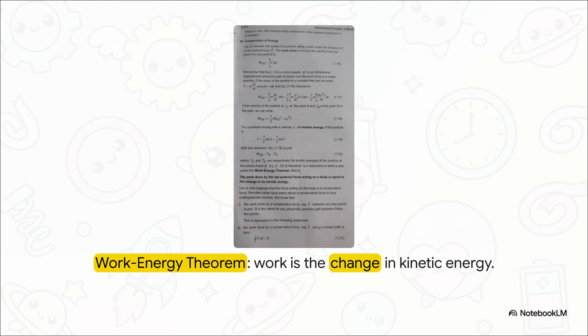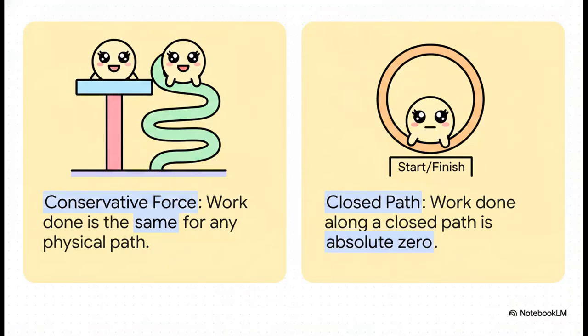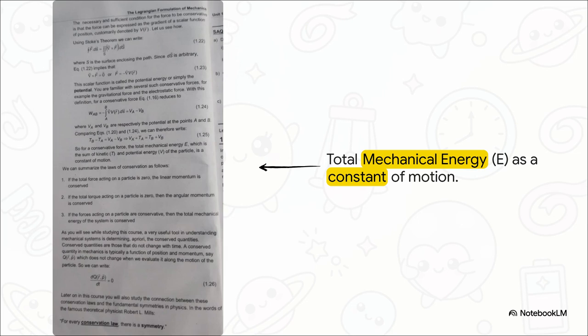No miscounting. Next, the text introduces the concept of a conservative force, kind of like gravity. With a conservative force, the work done only depends on your starting and ending points, completely ignoring whatever wandering, winding path you took to get there. Whether you drop a bowling ball straight down or let it roll down a crazy spiral ramp, the work done by gravity from the top to the bottom is identical. And here's the really wild part. If you take a closed path and end up exactly where you started, the net work done by a conservative force is absolute 0.